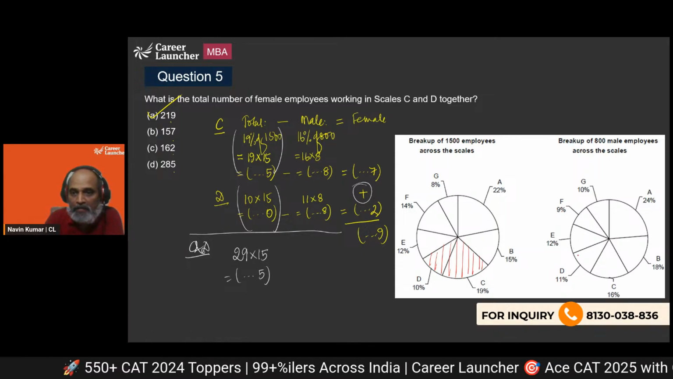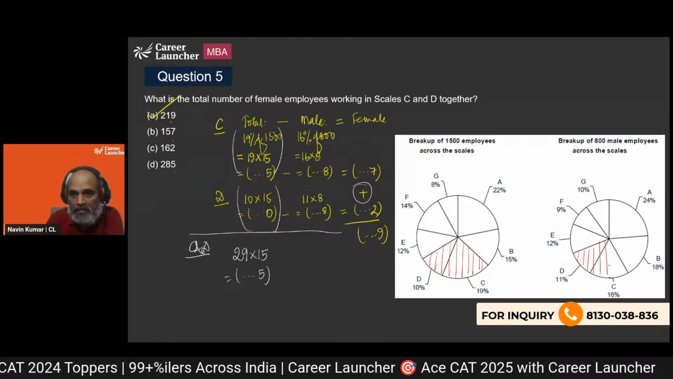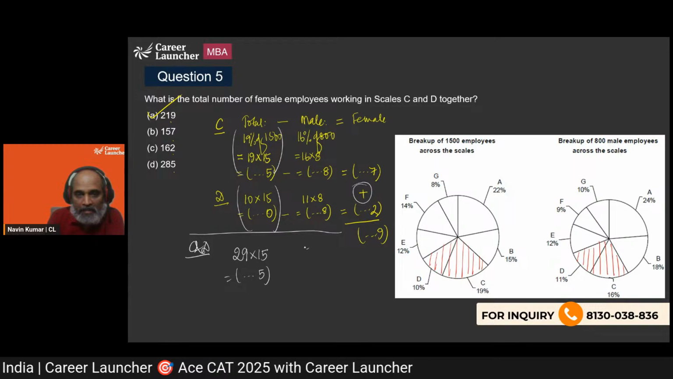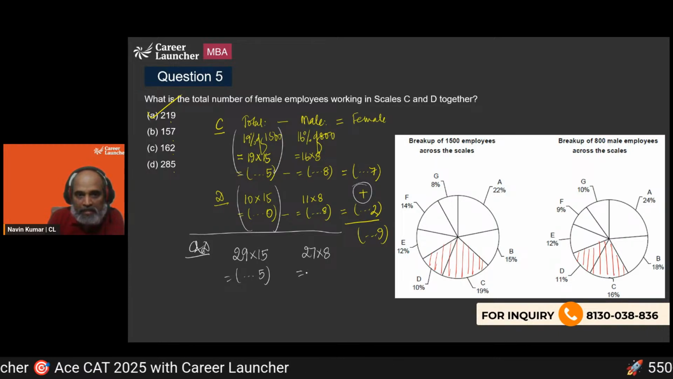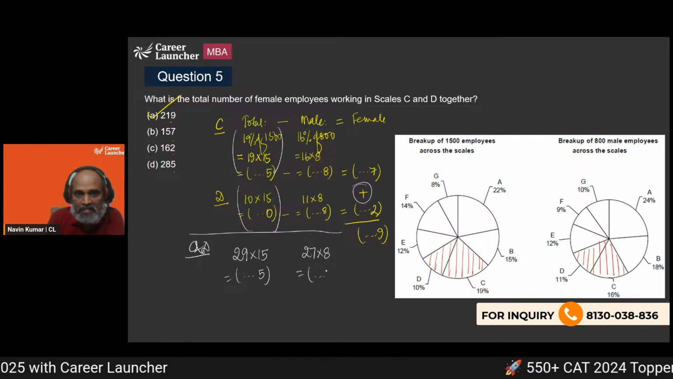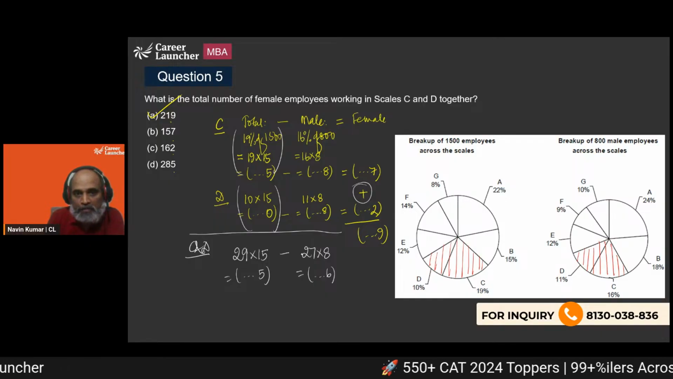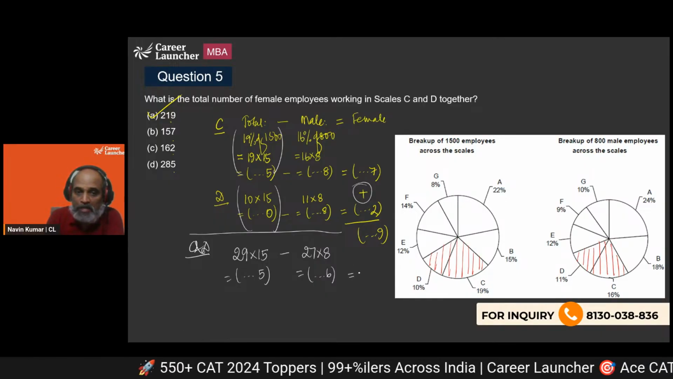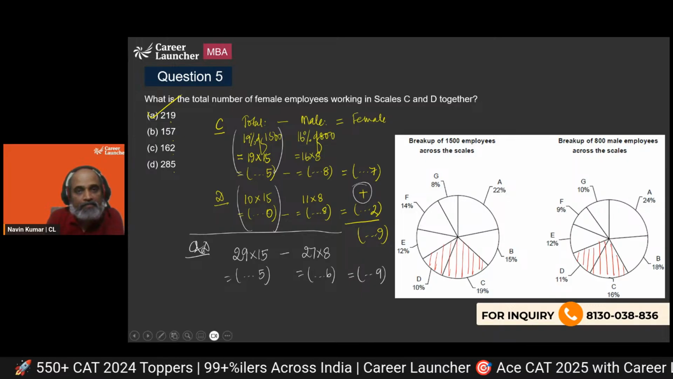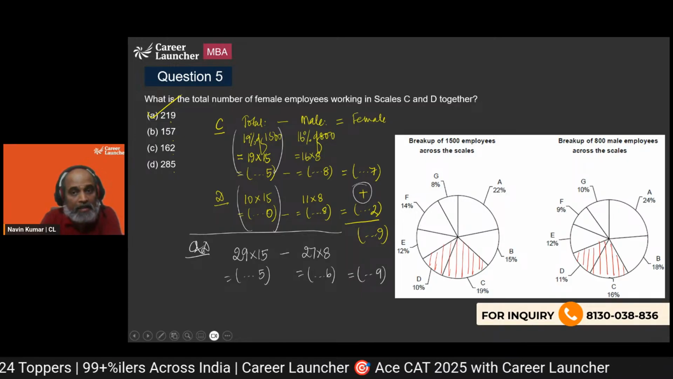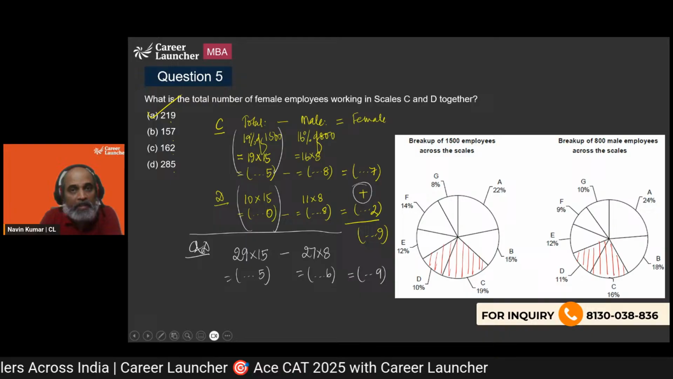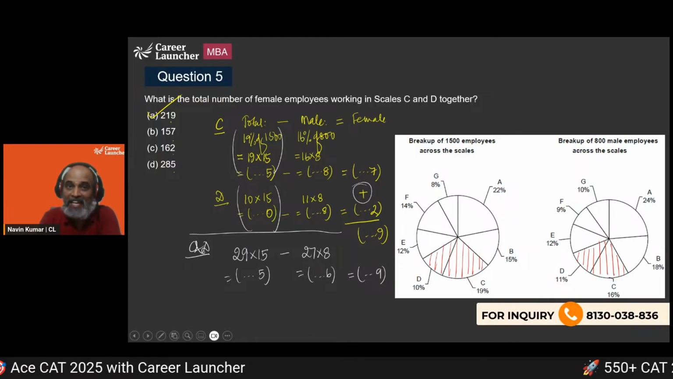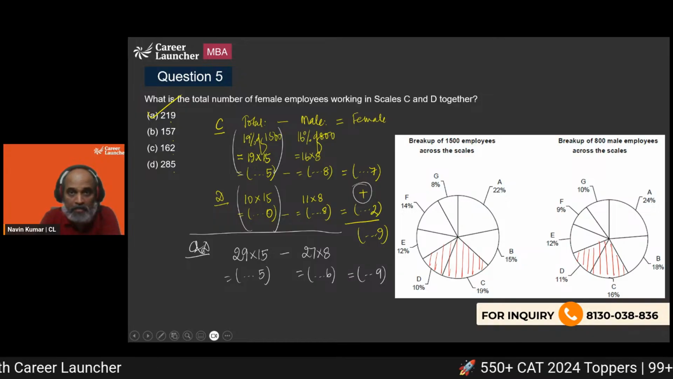Right? Similarly, for male employees in C and D together, this is going to be 27% of 800, which is 27 into 8. 7 into 8 is 56, so it will end in a 6. Now, if you subtract, 5 minus 6 will not work, so 15 minus 6 is supposed to happen. It will end in 9. So you can see that if we include both the scales together, as the question states, I'll have less calculation to do. It will be much quicker.